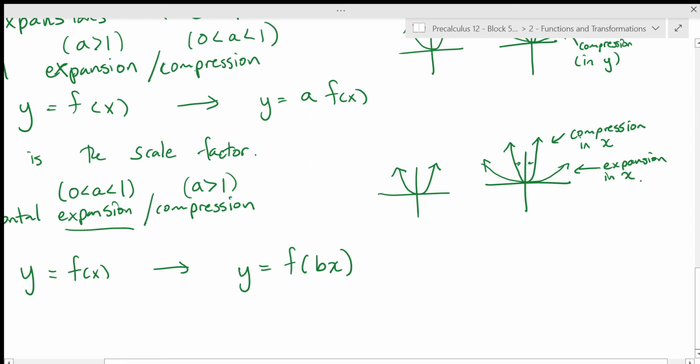Okay, so scale factors between 0 and 1 will expand or stretch it out, and scale factors bigger than 1 will compress. And one of the ways I think about it is the compression in x is sort of like speeding up what's happening to the function. So the bigger the number you multiply x by, the more you've sped up how fast the function is happening.